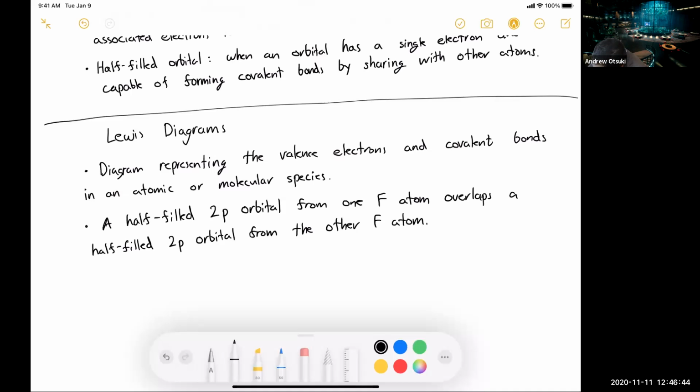So here we have, remember, fluorine is a halogen, so it has 7 valence electrons. So it wants to gain 1 electron to get to the noble gas configuration. So we draw the electrons around the fluorine atom like so.